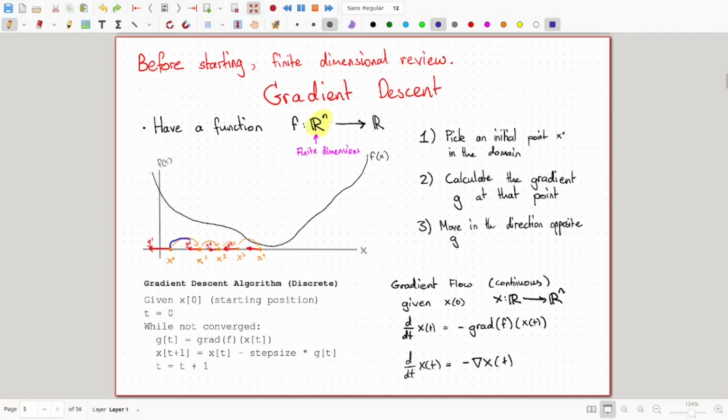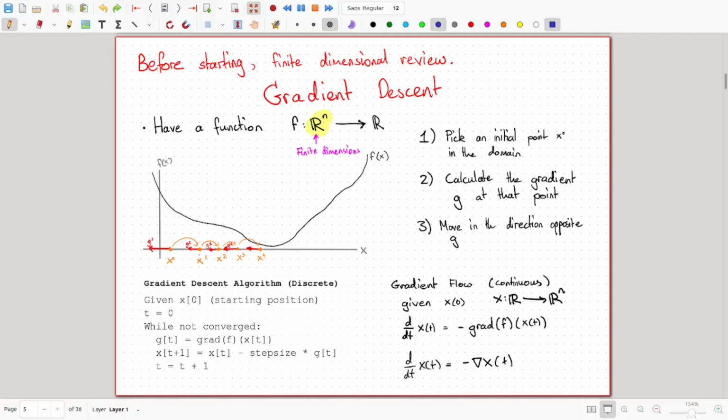And then we make a step in the direction opposite to the gradient, recalling that the gradient points in the direction of greatest ascent. So by going in the negative gradient direction, we're descending down this function. And we iterate this procedure. We find the new point that we're at, find the gradient there, move backwards and repeat until we converge at some local minimum.